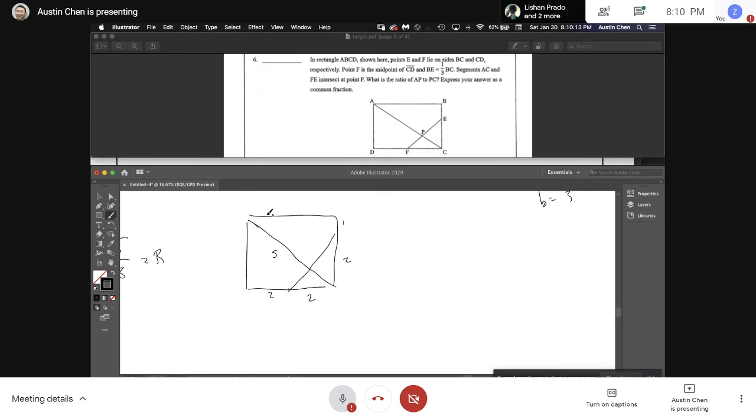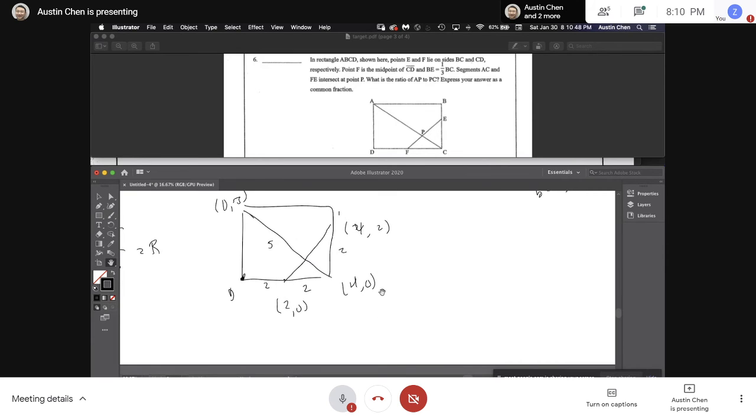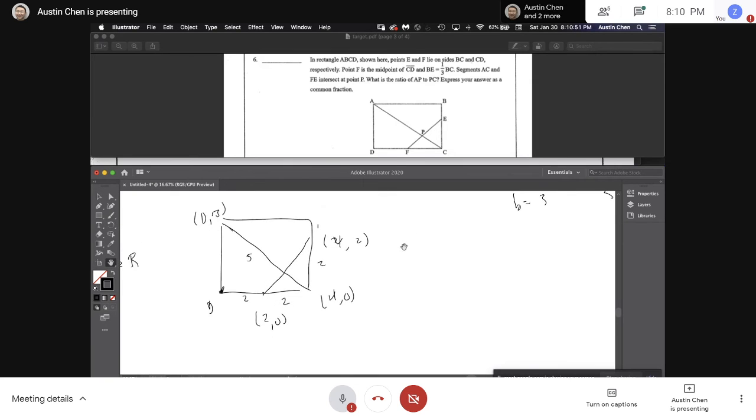Okay, and I can set my origin to be, let's just go with the origin at D. So then my point F is at 2, 0. Point E is at 4, 2. Point A is at, sorry, it's at 0, 3, and then C is at 4, 0. Okay. So now we can just find the equations of the lines.